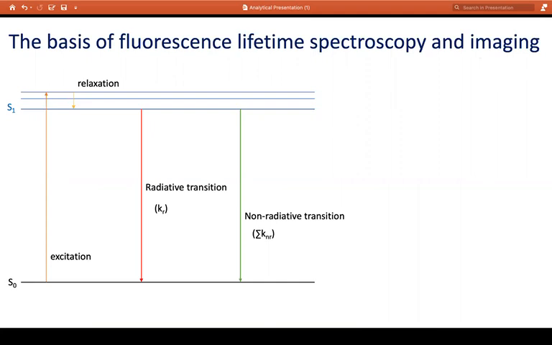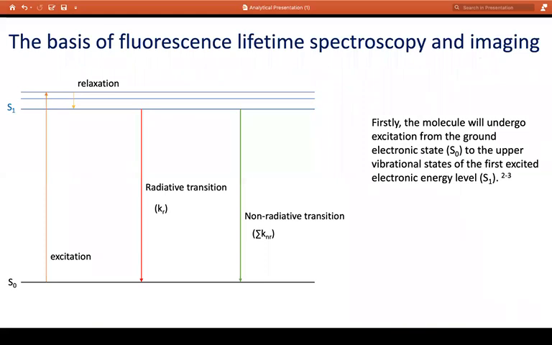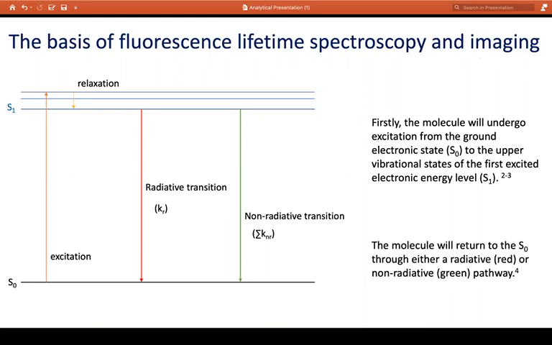Firstly, the molecule will undergo excitation from the ground electron state S0 to the upper vibrational state of the first excited electron energy level, S1. After vibrational relaxation, the molecule will non-radiatively relax to the vibrational ground state of S1. The molecule will return to the S0 through either a radiative (red) or non-radiative (green) pathway.